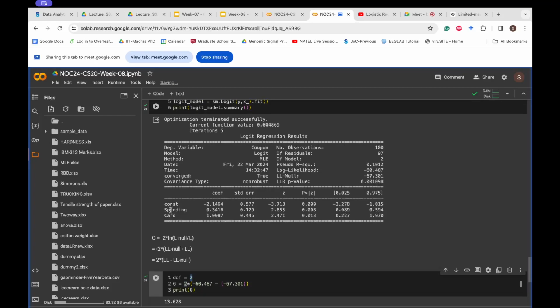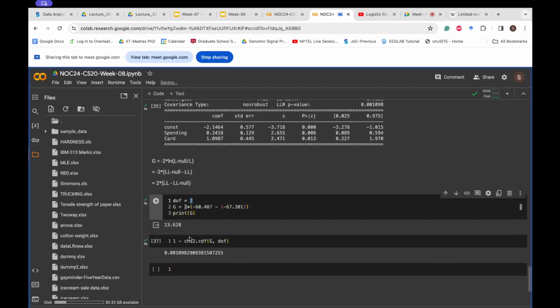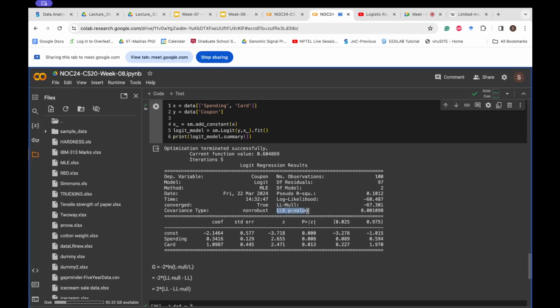In this case, we have 2 independent variables, spending and card. So you will have to pass that and compute the P value, and you can see that this P value is less than 0.05, which means that the overall model is statistically significant. And you can see the same P value computed over here in the summary, LLR P value 0.0010.